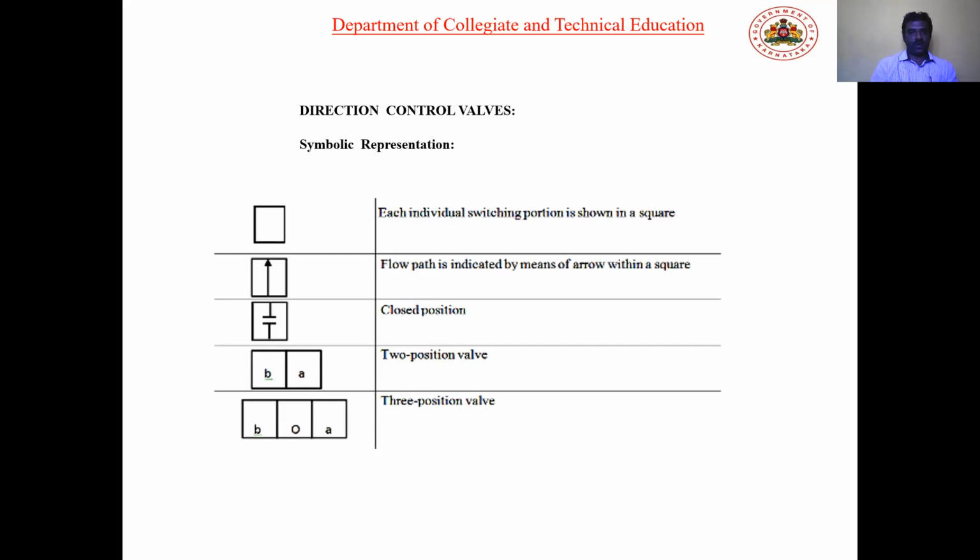If there are two squares and it is written as BA or AB, it is called a two position valve. Then we have a three position valve represented by B, A, and in between we have 0. That is called a three position valve. This is the symbolic representation of valves, which makes it very easy to identify the valves, the flow rate, and the direction in a hydraulic or pneumatic system. These are the graphic or symbolic representation of directional control valves.